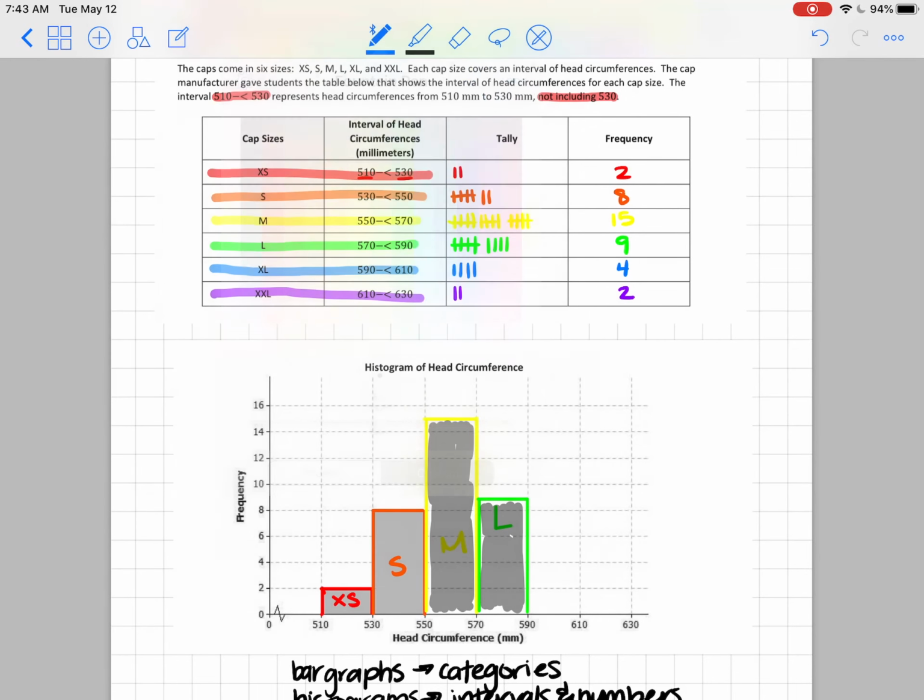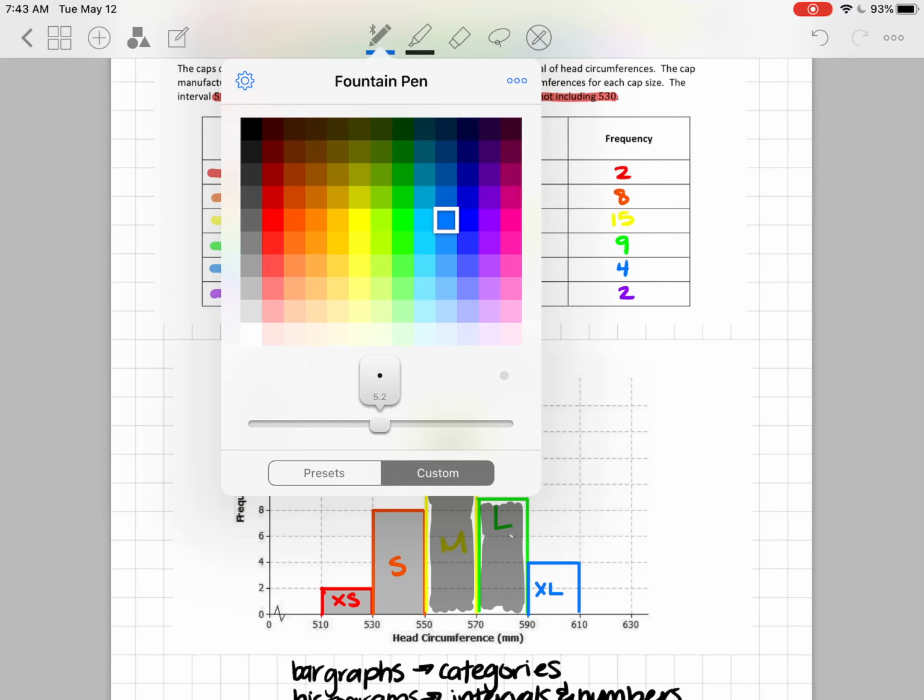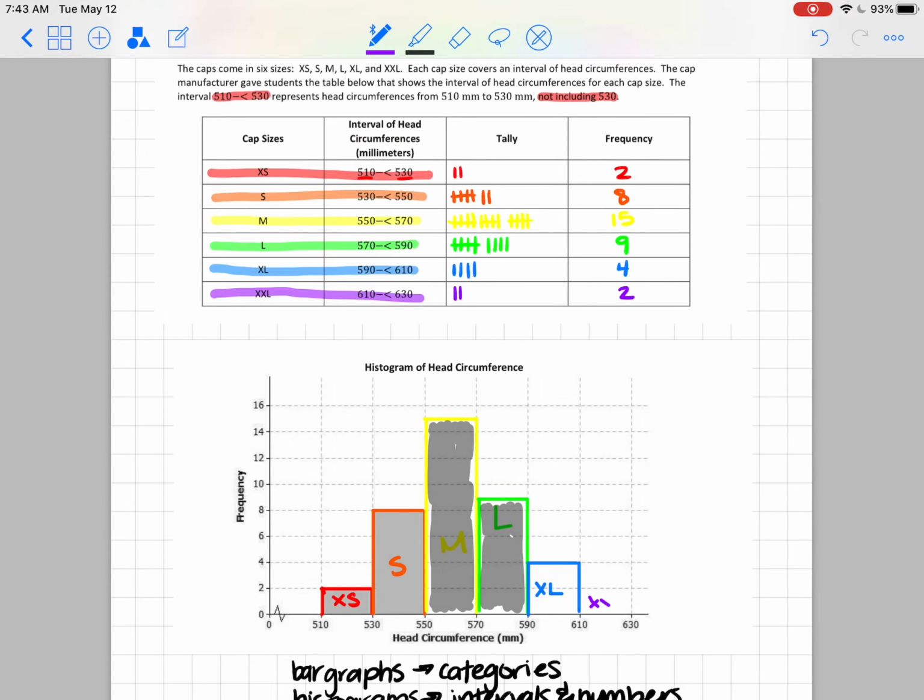From 590 to 610, that is our extra large size. And there are 4 who need an extra large. So we're going to go up to 4 and make our bar. And then from 610 to 630, that's our extra large size. And only 2 people needed that. And there is our histogram.